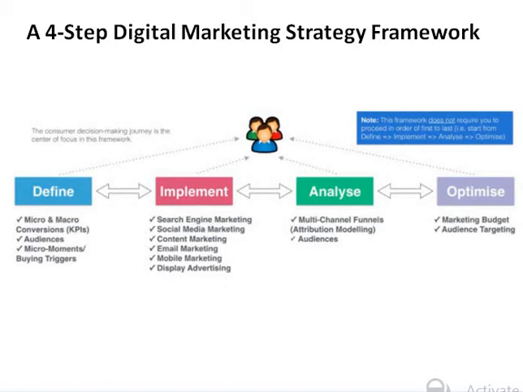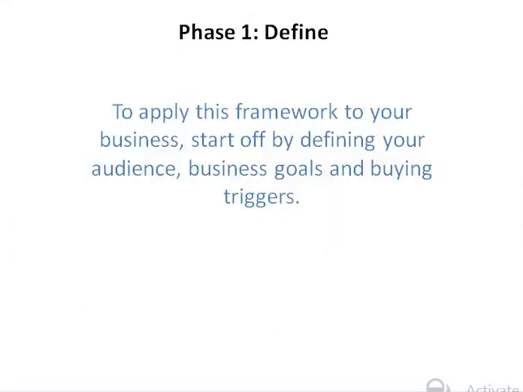Yes, we were talking about a four-step digital marketing strategy framework. The first step was defining our audience, defining our micro and macro conversions, KPIs basically, and micro movements, buying triggers. Then implementing a mix of digital marketing methods, then analyzing the results we are receiving from implementation of these methods, and then optimizing the campaign on the basis of what we are getting from our analysis, right? The first step here is define.